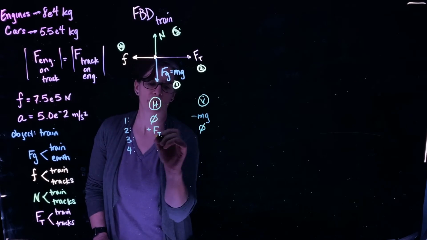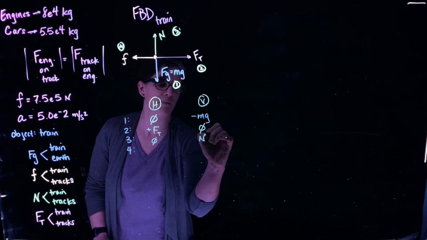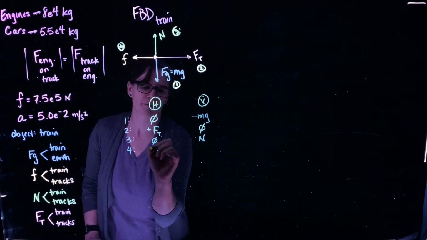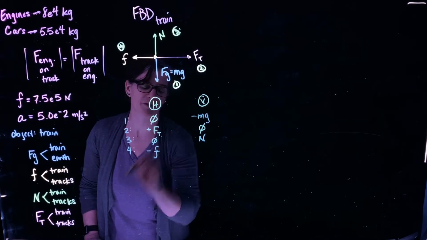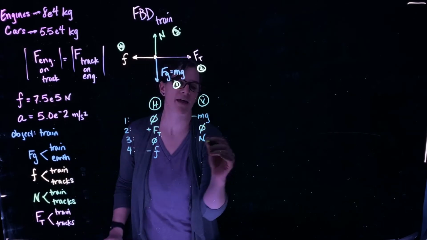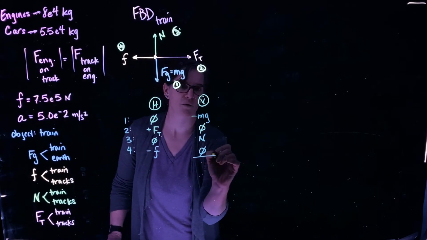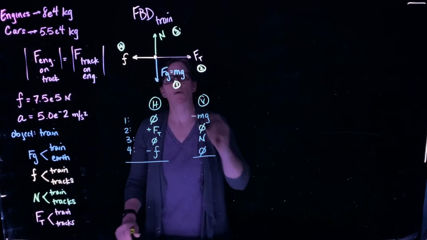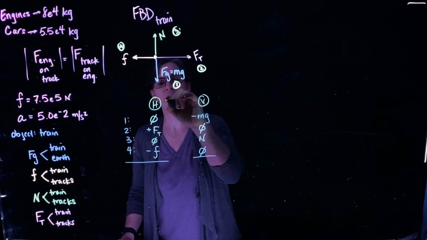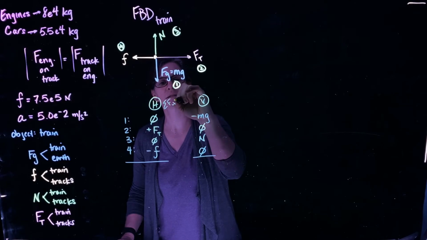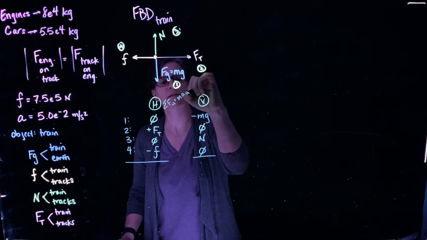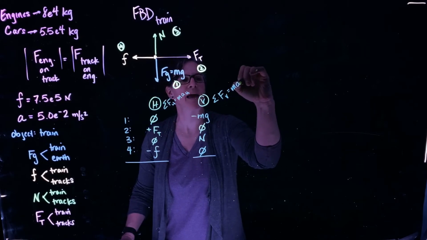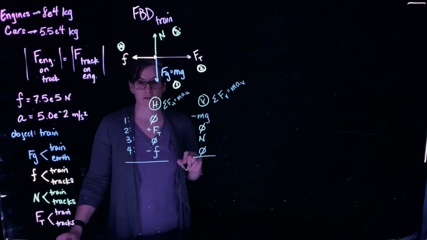Force number 3, there is no horizontal component, but it is in the positive direction vertically. And force number 4 is in the opposite direction of the motion, so we've drawn that negative, and there is no vertical component. Okay, so we can use Newton's second law now. The sum of the forces horizontal is equal to the mass times the horizontal acceleration, and the sum of the forces vertical is equal to the mass times the vertical acceleration.